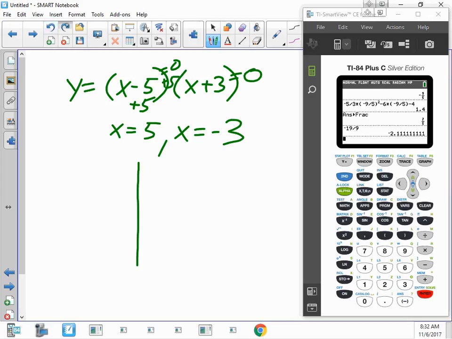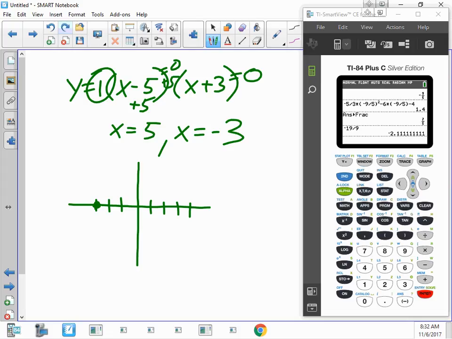And it all depends on A. It all depends on this number out here. So this is a regular opening parabola because A is 1. If A was 2, it would be taller. If A was 8, it would be a lot taller. If A was 1/3, it would be a lot shorter. So we're going to graph parabolas given the roots, and it's actually pretty easy.